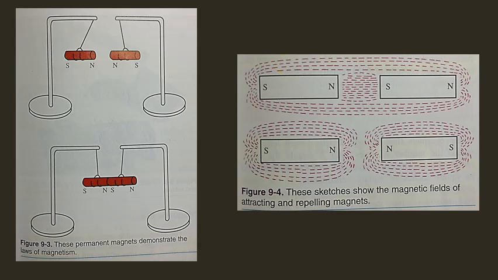If the magnets are turned so that the two north poles or two south poles are close to each other, there is a repulsive force between the two magnets. This demonstrates two of the laws of magnetism. These laws are stated: like poles repel each other and unlike poles attract each other.